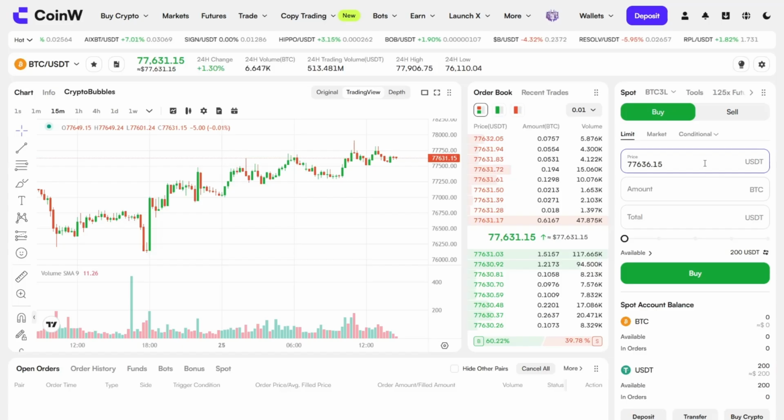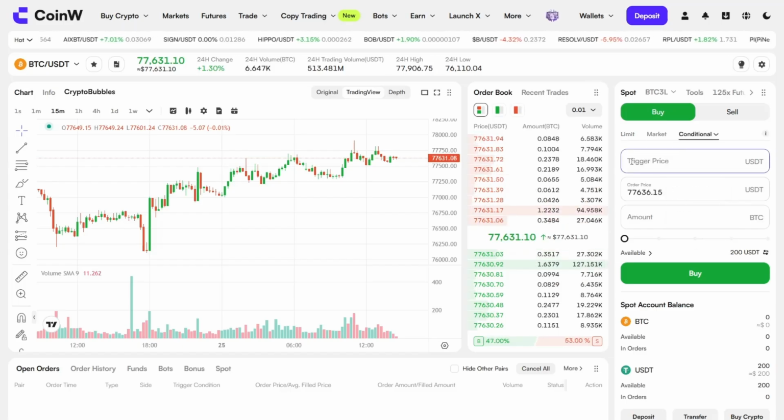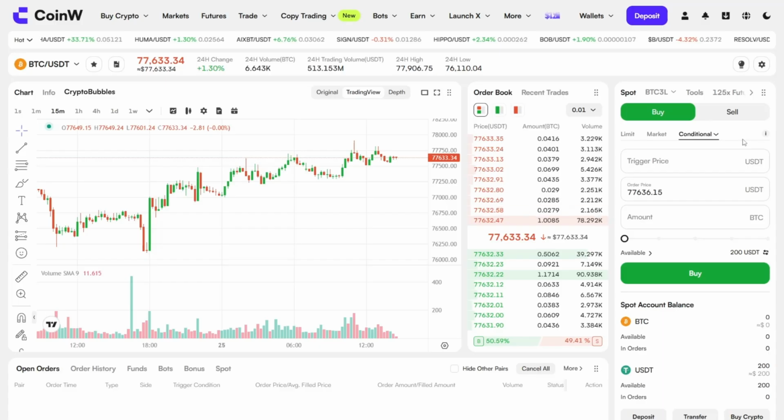Next, moving on to a bit more of the advanced orders, we have a conditional trigger order. This type of order only activates once the price reaches a certain trigger price. For example, you can set an order to only place a buy or sell once Bitcoin reaches a specific level. This is useful if you don't want your order to activate right away, but you want it to trigger if the market moves to a certain price.